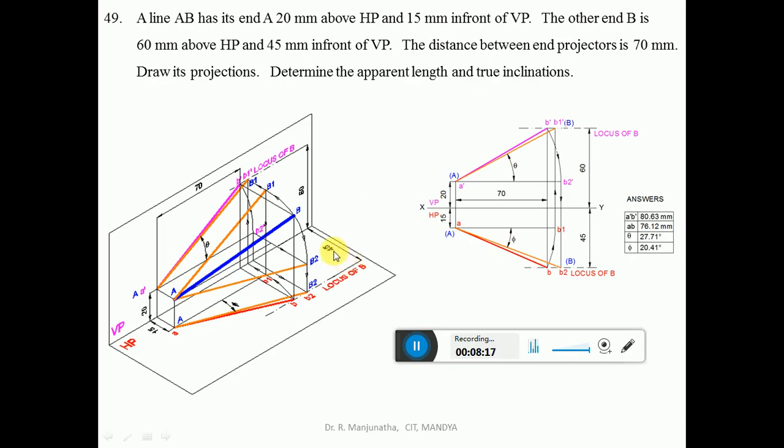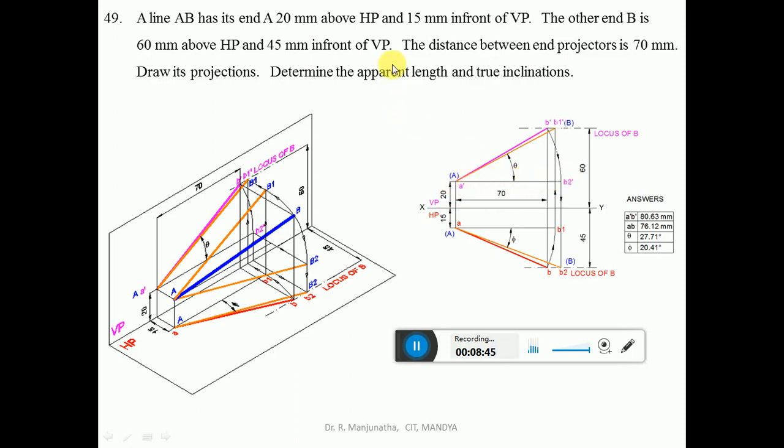Now we are going to do it in the sketchbook. To do that, first we mark the XY line and mark VP and HP. First we consider the end A, 20 mm above HP. The 20 mm above HP is seen in the vertical plane, which is above the XY line. So from the XY line you measure a distance of 20 mm above and draw a horizontal line.